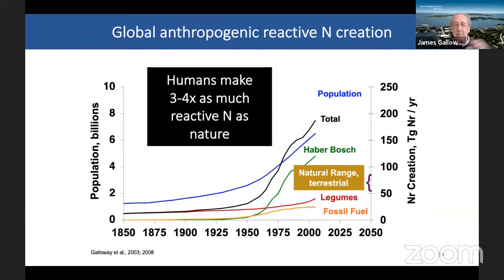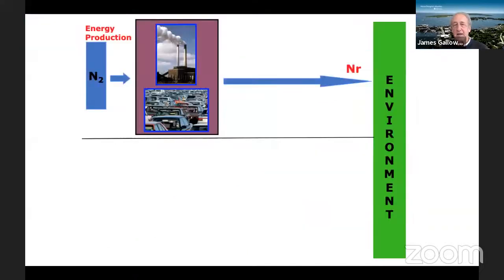I get in arguments with my carbon friends. I say, well, look, carbon's a small perturbation. There's not much impact happening at all. Nitrogen, you have 3 to 4 times as much reactive nitrogen as nature supplies. That's a big problem. To sum that up, here we have this N2 reservoir in the atmosphere.